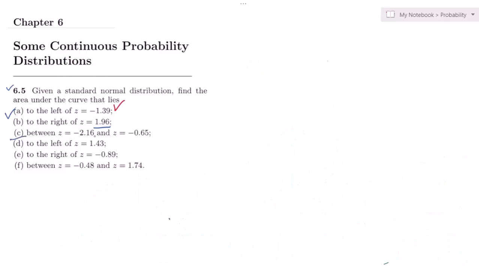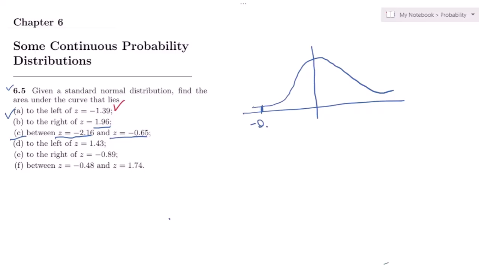In part C, we have to find the area between z equal to minus 2.16 and z equal to minus 0.65. So again, let me have this distribution here. Here this is minus 2.16 and up to minus 0.65. So what do we have to find out? We have to find the area which lies in between these 2 points.